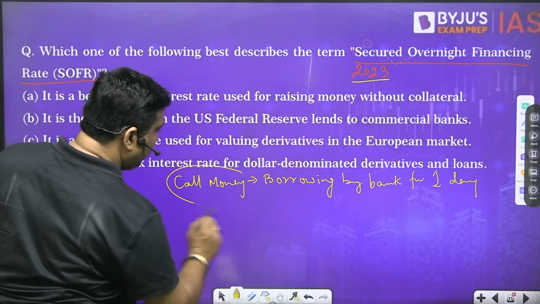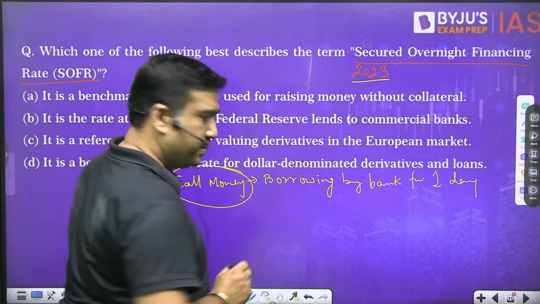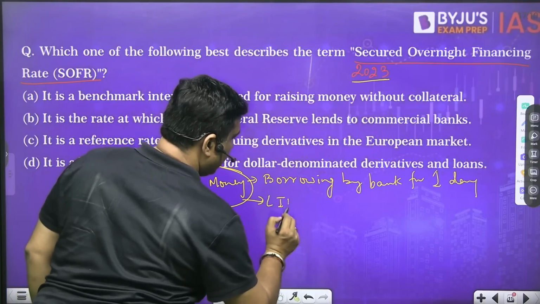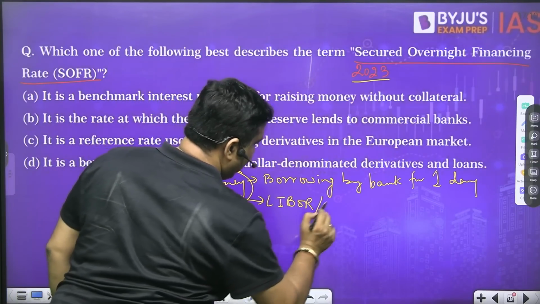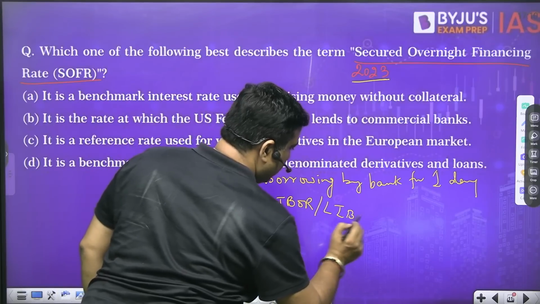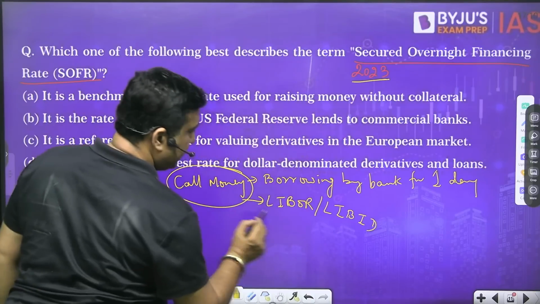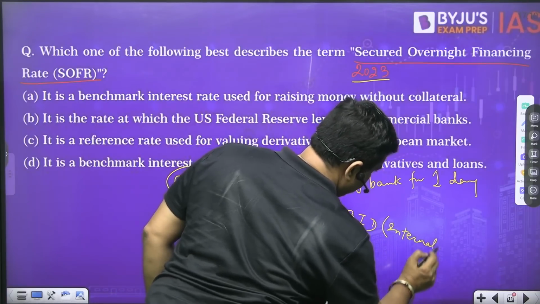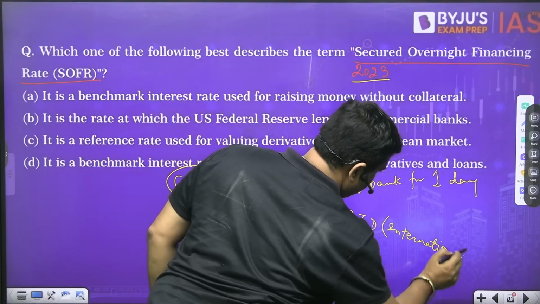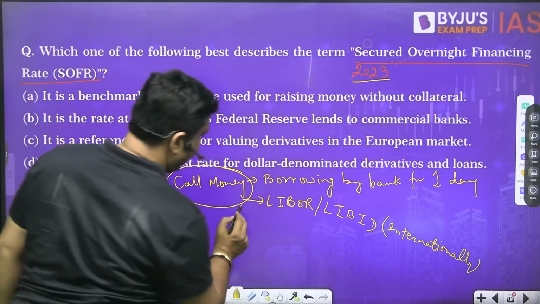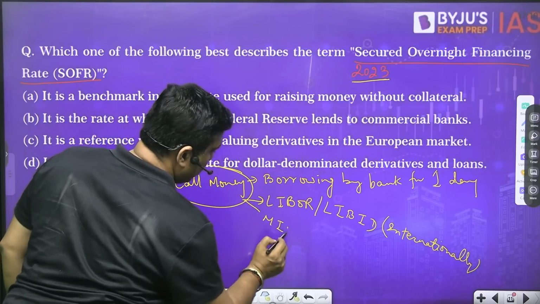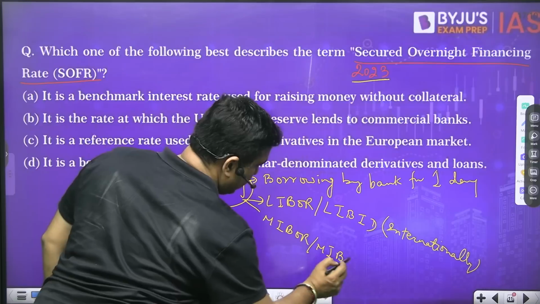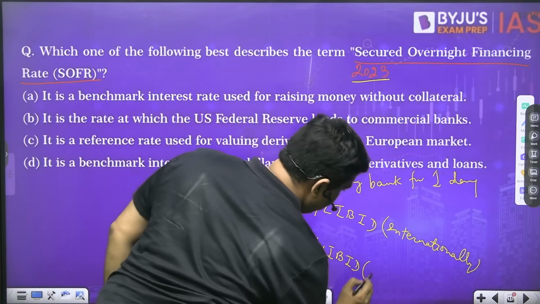And call money rates were decided internationally under LIBOR and LIBID, and this is internationally. And MIBOR and MIBID, that is in India.